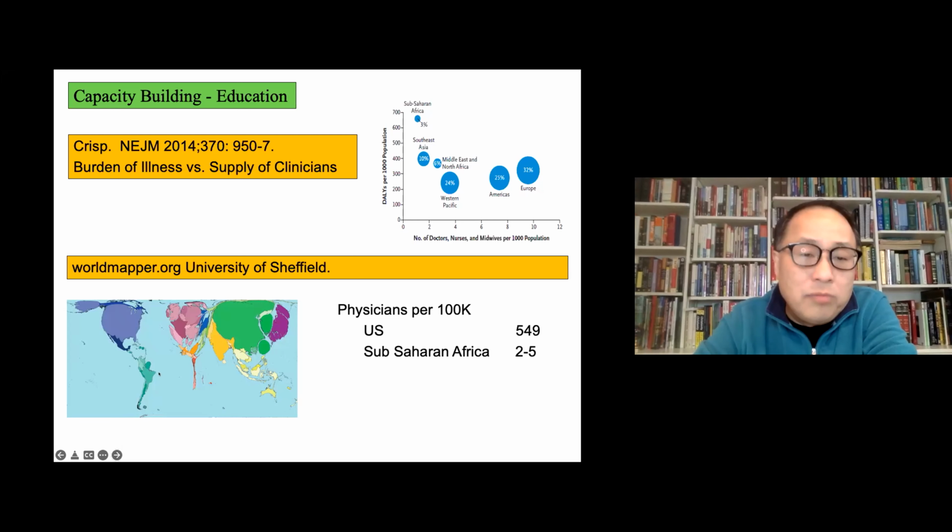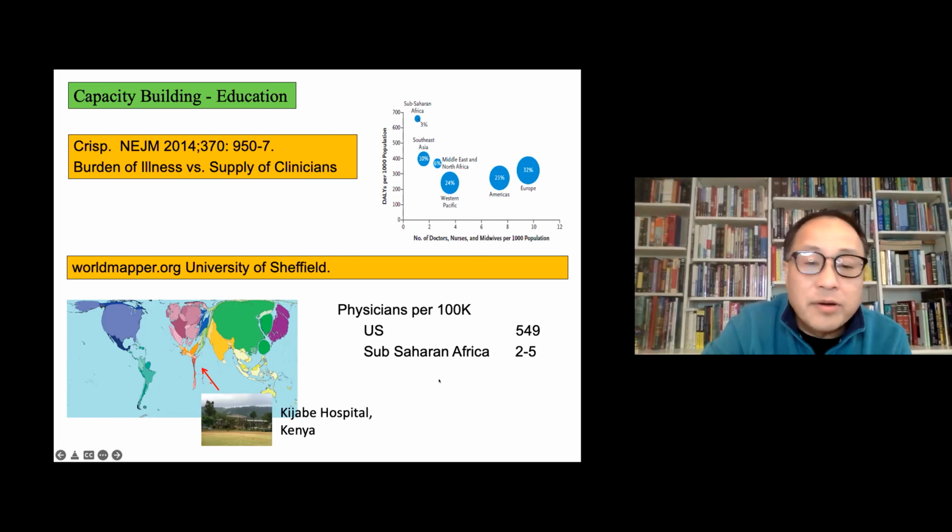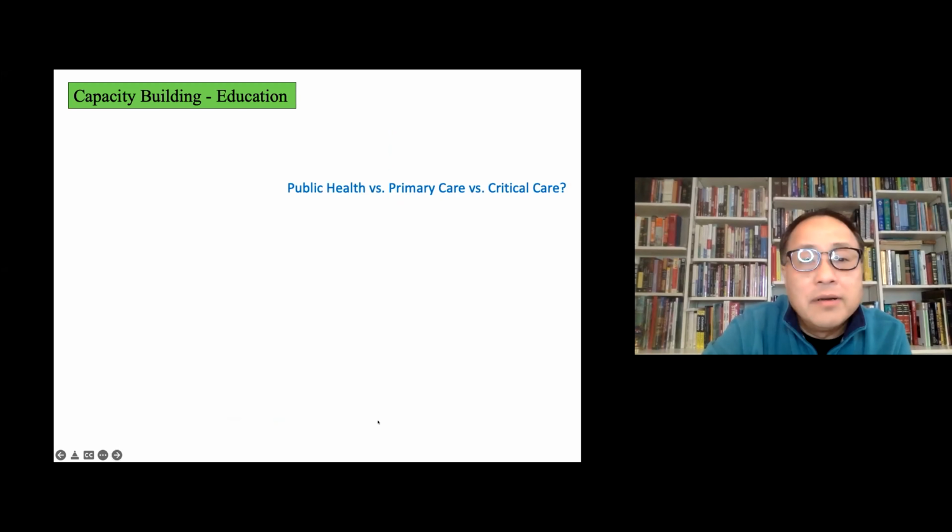This is the world map as put together by the University of Sheffield group. And it is depicting, again, the supply of clinicians. And it's the supply per population. So as you can see, much of the Northern Hemisphere, including North America, Europe, and Asia, are quite bloated. And then you look at the South, and much of the South looks quite emaciated. And of course, one of the most emaciated parts of the world is in sub-Saharan Africa. And this, of course, is where Kajabi Hospital is located. And so for me, it made sense to devote my time and attention there.